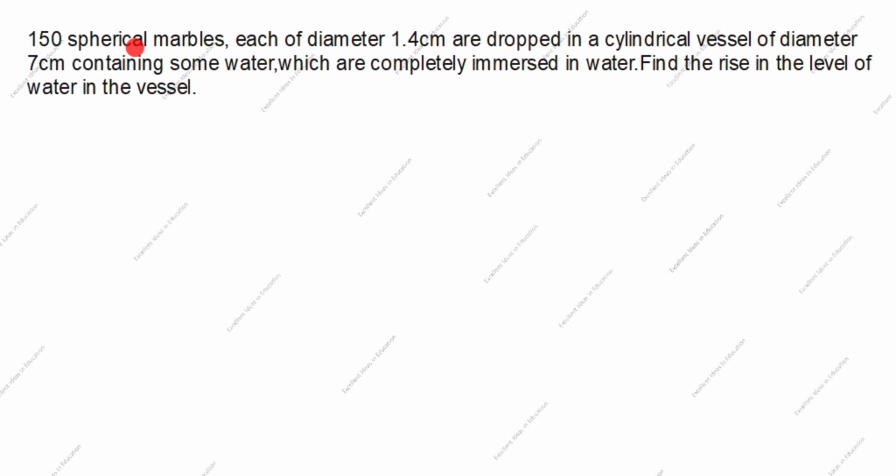Today we are going to solve this surface areas and volume problem. This is a very important problem. 150 spherical marbles, each of diameter 1.4 centimeter, are dropped in a cylindrical vessel of diameter 7 centimeter containing some water. What is given? 150 spherical marbles.